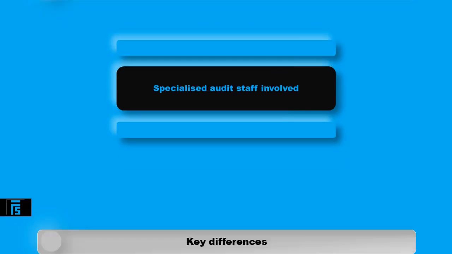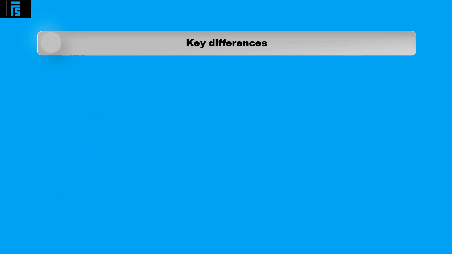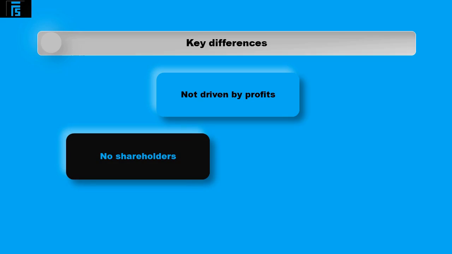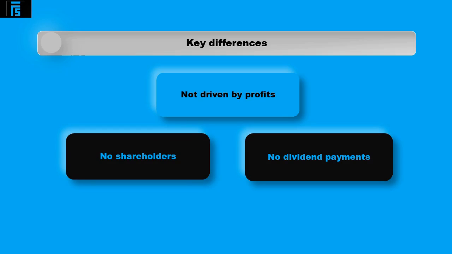The key differences we would see with a not-for-profit organisation are: they are not driven by profits. Their objectives may vary, but as an example, it could be to provide a service and not to make money. They will not have shareholders. There will be no investors looking for a return on their money, and there will be no dividend payments.